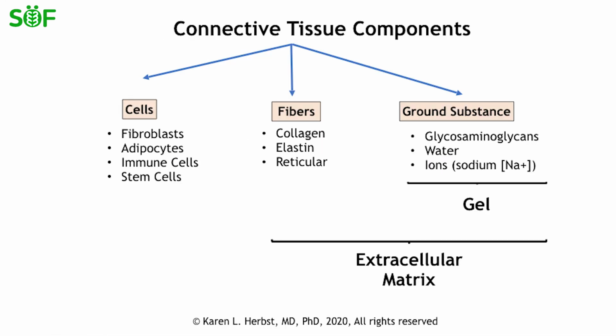There are different things in connective tissue, including cells, fibers such as collagen and elastin, and also something called ground substance. And this ground substance forms a gel between things called glycosaminoglycans, which are simply just sugar molecules that repeat together, water, and ions such as sodium. And this gel can become thicker, and it can become looser depending on the amount of water that's present in there. And when we take these fibers and this ground substance together, we call this the extracellular matrix, or the area that's present in our connective tissue outside of cells.